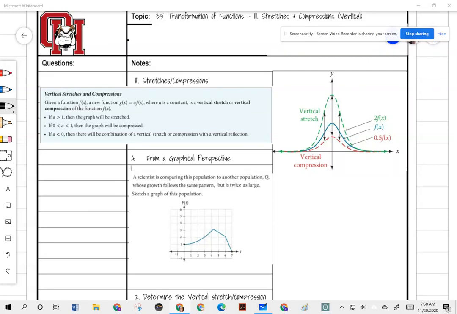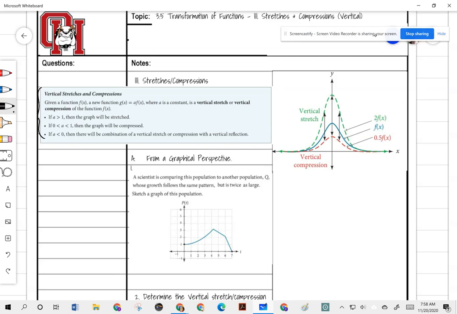So in this video, we are going to be talking about transformations of functions, but we're focusing on vertical stretches and compressions. So let's take a look at the vocabulary first right here in this blue box and make sure that we understand what the equation is going to look like and what the a value is going to represent.